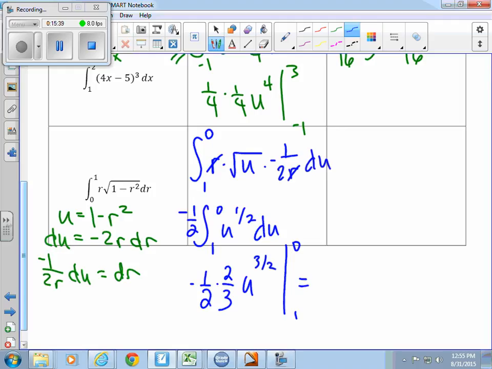Again, 0 to any power is 0, and then times anything is 0. 1 to any power is 1. So 0 minus negative 1/2 times 2/3. And I wrote all of that out to make sure you get the signs right. Minus and negative makes a plus, so I get 1/3. Again, it kept me from having to plug the 1 minus r squared back in. All of that. Any questions about that?